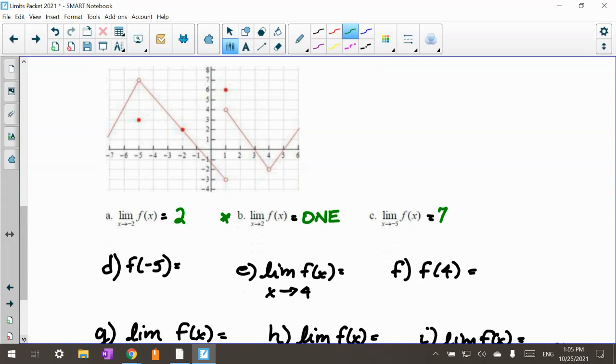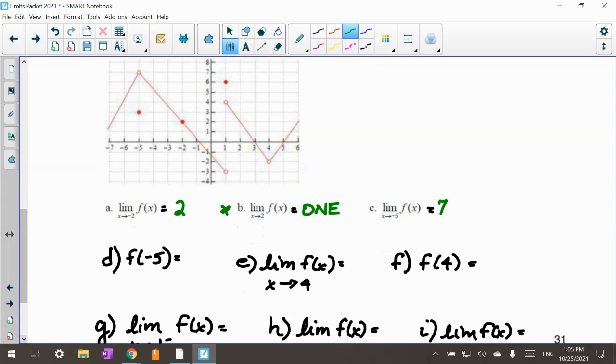Now we're going to do D, E, and F. So D says f of negative 5. So f of negative 5 is actually the point negative 5, 3, because that point is actually on my graph. The limit as x approaches 4, it looks like from the left and right, it's negative 2. Even though f of 4 does not exist because there's a hole in the graph.